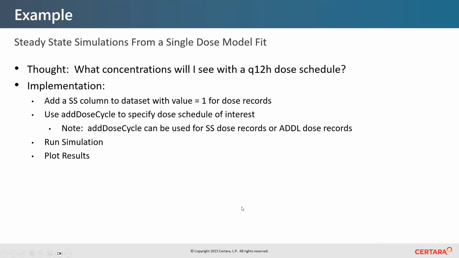And the way we implement this is by adding a single column to the data set, and we'll call that column SS. And then we use this function, which we haven't seen before in our school. It's called add dose cycle. And this basically is used to specify a dose schedule of interest for this steady state record. Now, I'm going to use add dose cycle for a steady state example, but it can also be used for additional dose records. There you'd add an ADDL column. I have an example of that in the code. If I have time, we can cover it.